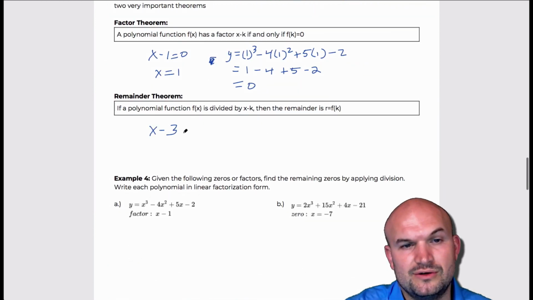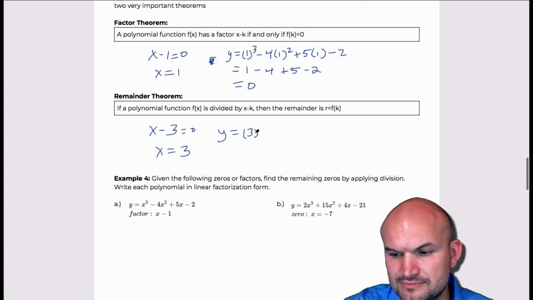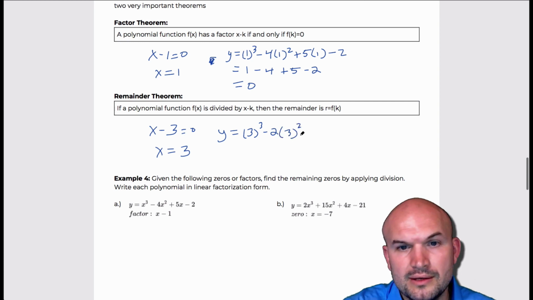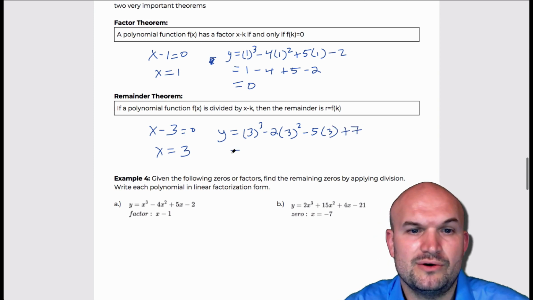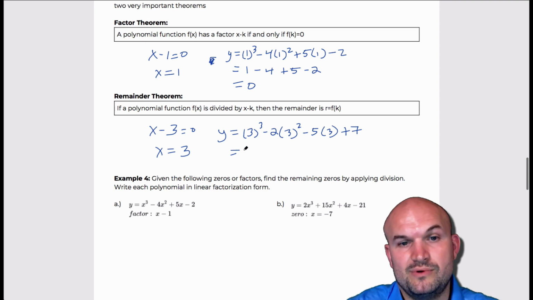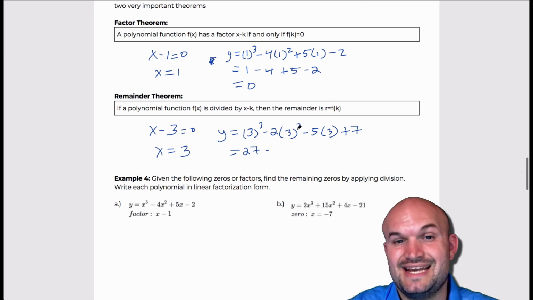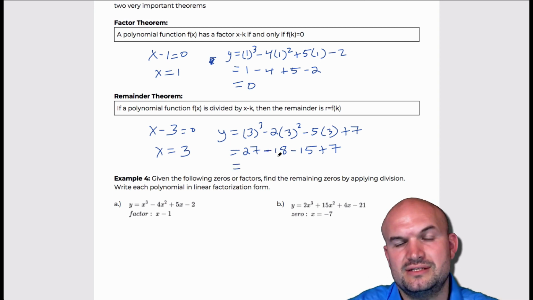So we have x minus 3, set equal to 0. That means the 0, or the k, is going to be 3. Then we would plug that into the equation, which I rewrote, which is 3 cubed minus 2 times 3 squared minus 5 times 3 plus 7. As long as I do my math right, I'm going to get 13 for an answer. So 3 cubed is 27. 3 squared is 9, times 2 is 18. Minus 5 times 3 is minus 15. And then plus 7. All right, so let's combine these here. This is going to be 9.